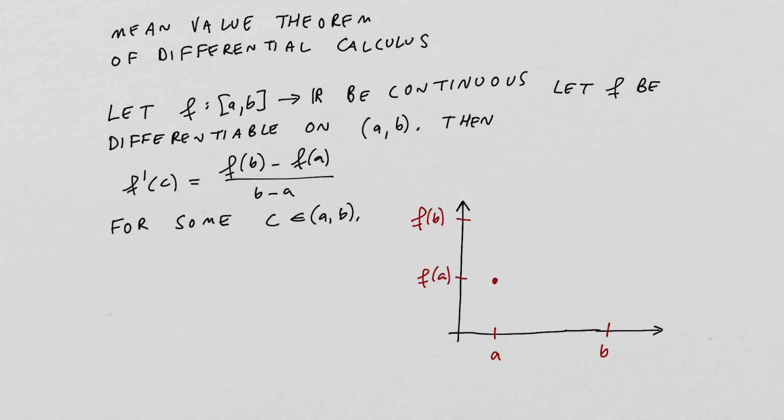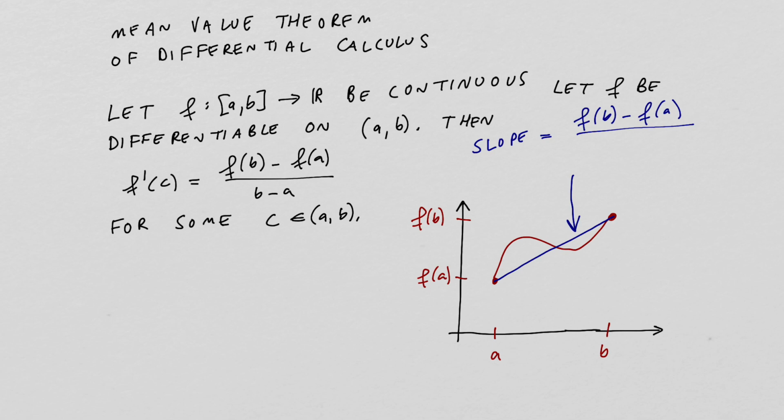So we have the graph of the function from one point to another point. We can draw the line connecting these points. The slope of this line will be the difference of the values of the function divided by the difference of the values of the variable. The equation of this line would be this one.